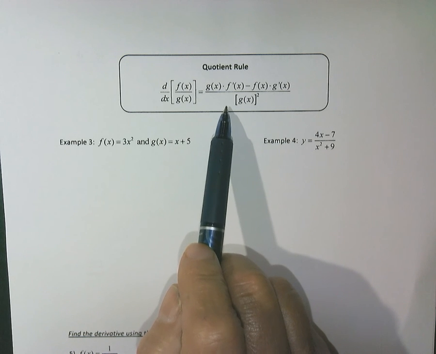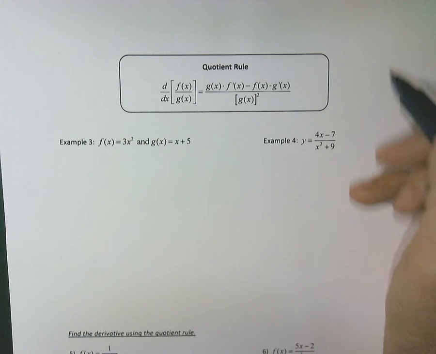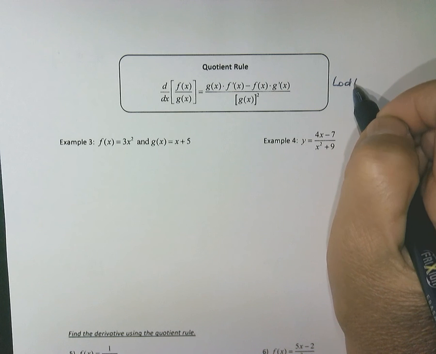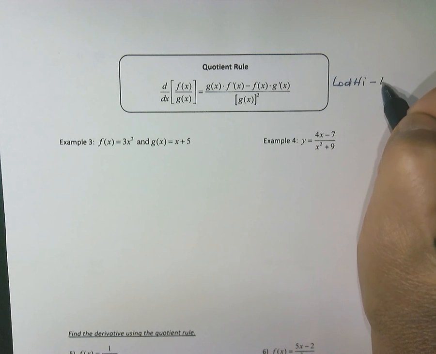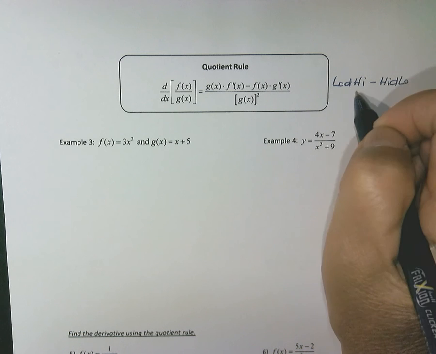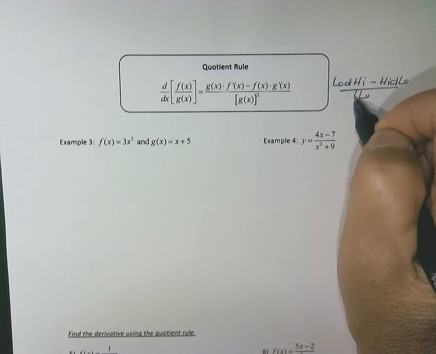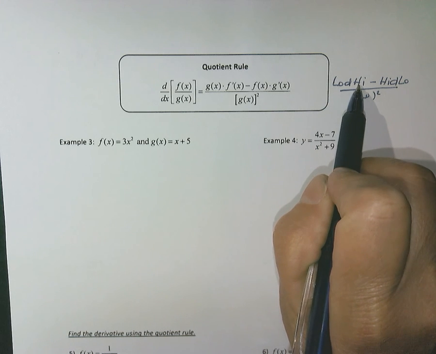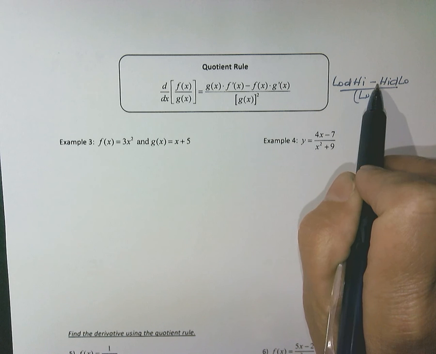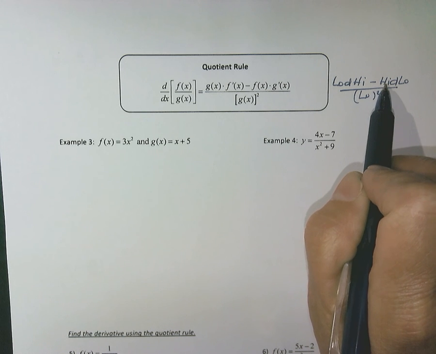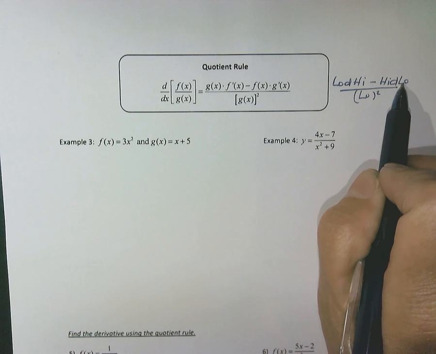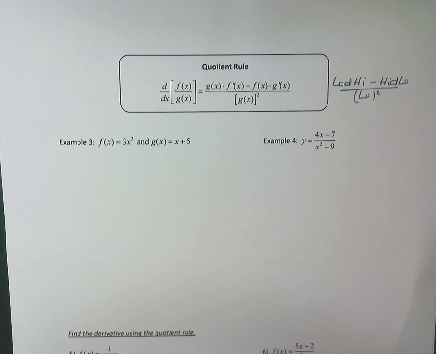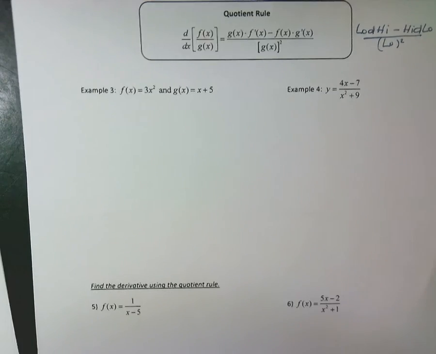It's boring. There's other ways to do it. Very common way is to say low d high minus high d low divided by low squared. What that means is low is the denominator, d high is the derivative of the numerator, minus high, which is the numerator, d low, the derivative of the denominator, divided by the denominator squared. So let me go ahead and go through some of these examples.